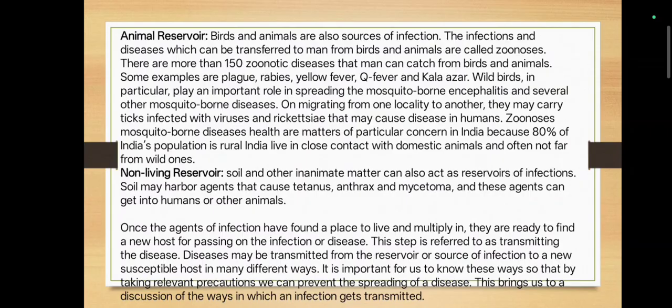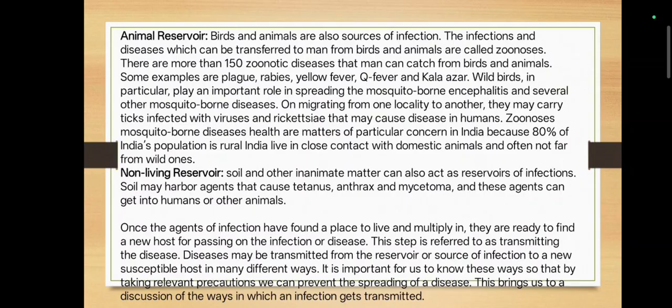Non-living reservoir. Soil and other inanimate matter can also act as reservoirs of infection. Soil may harbor agents that cause tetanus, anthrax, and mycetoma, and these agents can get into humans or other animals. Once the agents of infection find a place to live and multiply in, they are ready to find a new host for passing on the infection or disease. This step is referred to as transmitting the disease.